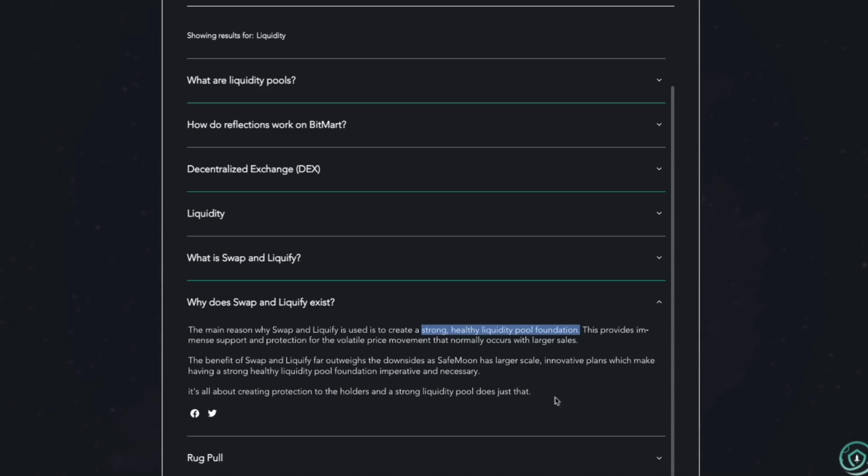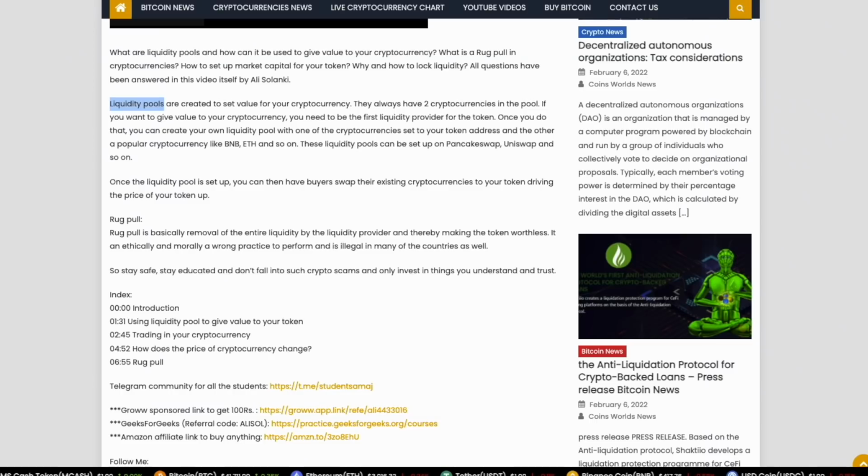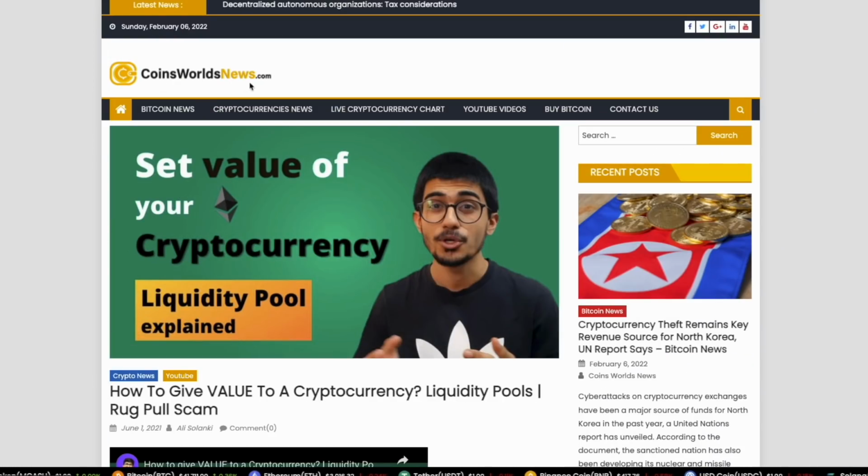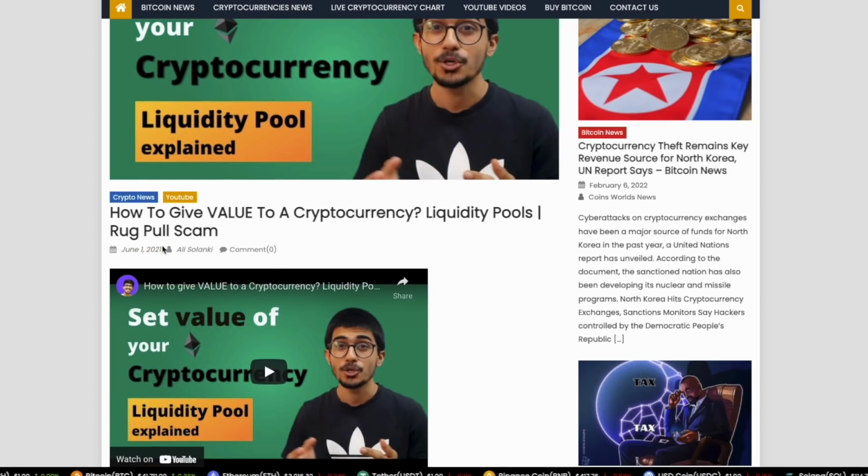Well, I wanted to go a little bit further into liquidity pools, so let's fly on over to this. This is an article from coinsworldsnews.com, and if you read down here, it says how to give value to a cryptocurrency, liquidity pools, and rug pull scams.